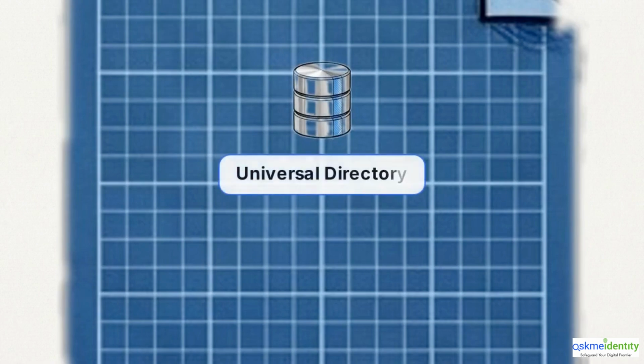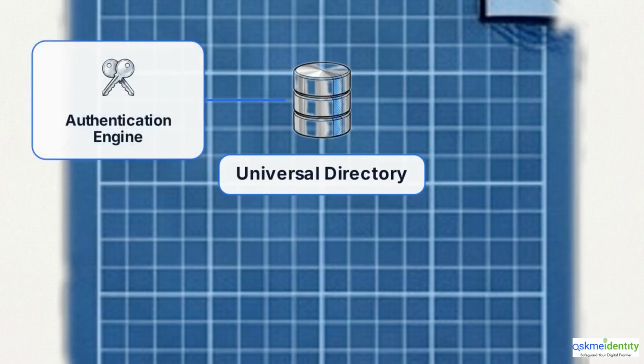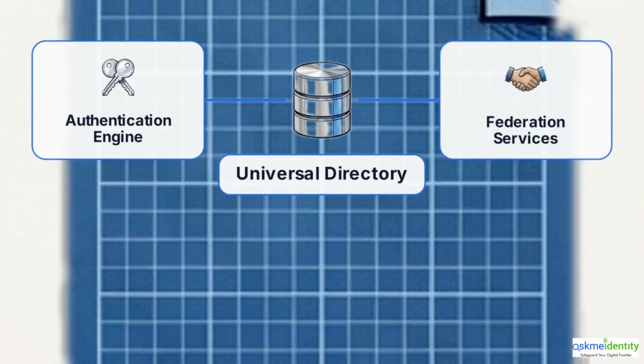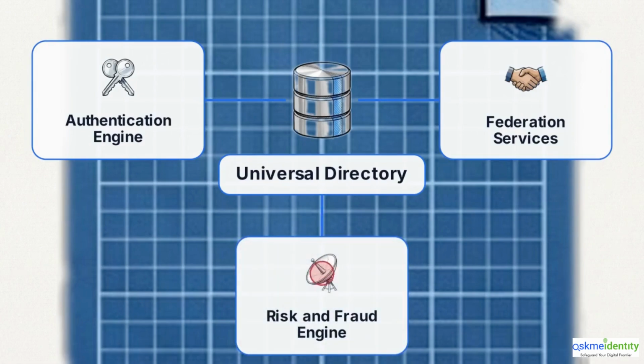Now we move to the middle layer. We need to design the engines that process all that identity data. Draw a single central node to start. Label that central node the Universal Directory. This is a high-availability database that acts as the single source of truth for every profile. Connect an authentication engine to manage passwords and biometrics, and add federation services to handle B2B trust and partner access.